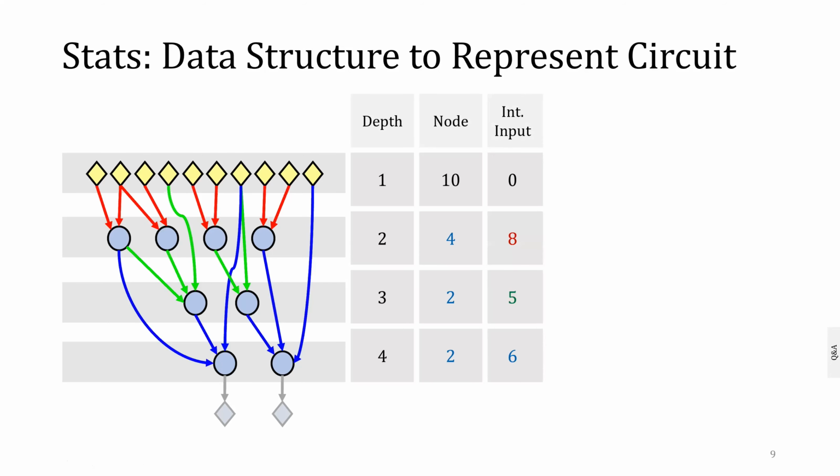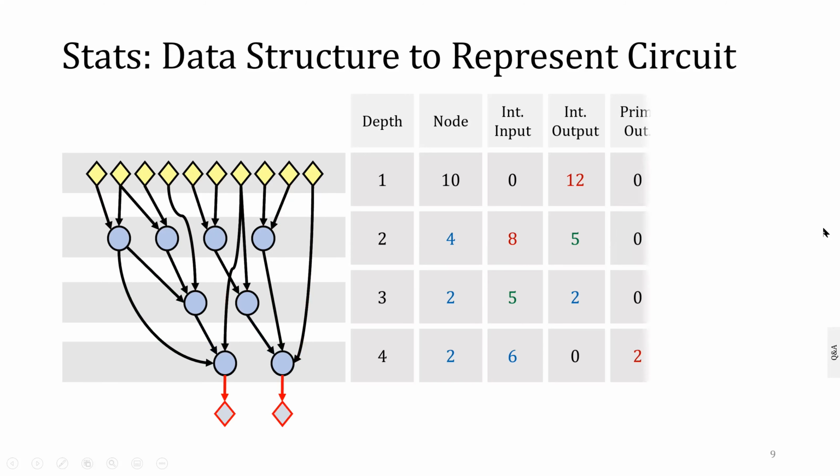The second data we have is the number of internal inputs that come to that specific depth. The next one is the number of internal outputs that are driven from each of these steps. The next one is the number of primary outputs that are pulled from each step.